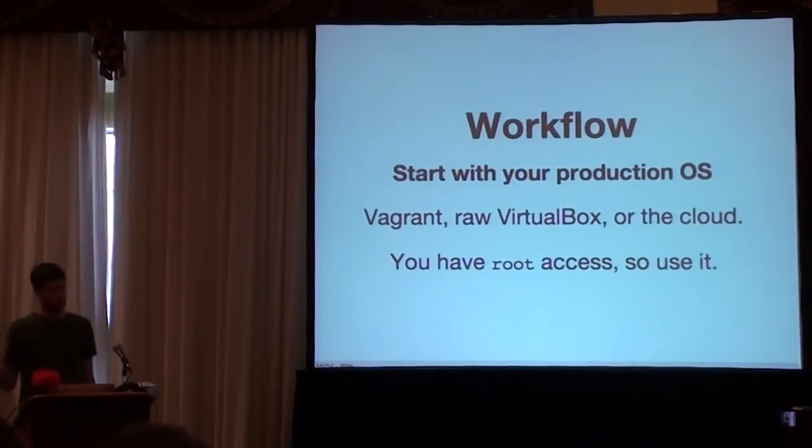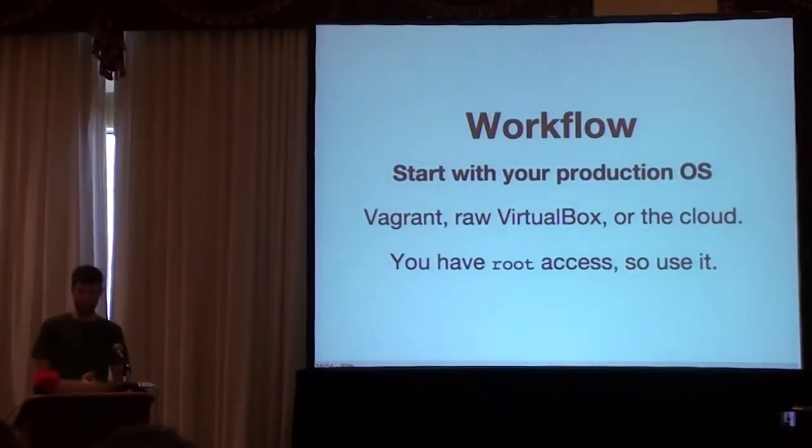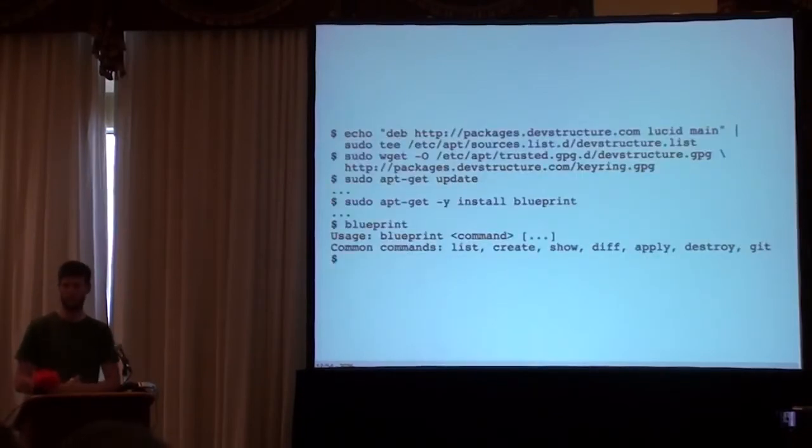So since we're now all totally believing my philosophy, we're all starting with a Linux VM in Vagrant or VirtualBox or in the cloud or in the kitchen, and it doesn't matter where it comes from or what flavor it is. The important thing is that you have root access and that you use it. And so this means that when I get a new VM, the first thing I do is install Blueprint. This doesn't matter if you can read it. It sets up a Debian archive and it installs Blueprint. That's the first thing I do, and it's installed system-wide, and it's going to be able to appear in a Blueprint later in a weird kind of self-hosting way.